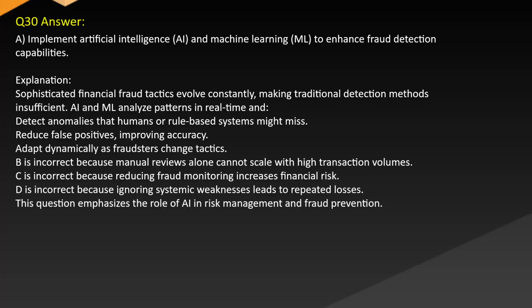B is incorrect because manual reviews alone cannot scale with high transaction volumes. C is incorrect because reducing fraud monitoring increases financial risk. D is incorrect because ignoring systemic weaknesses leads to repeated losses. This question emphasizes the role of AI in risk management and fraud prevention.